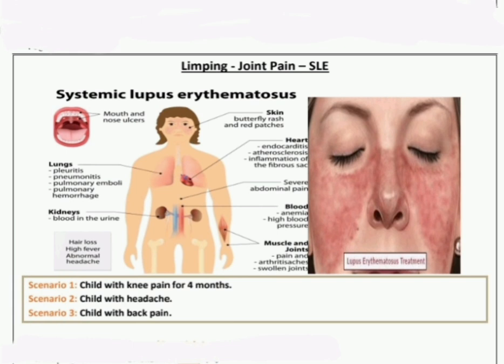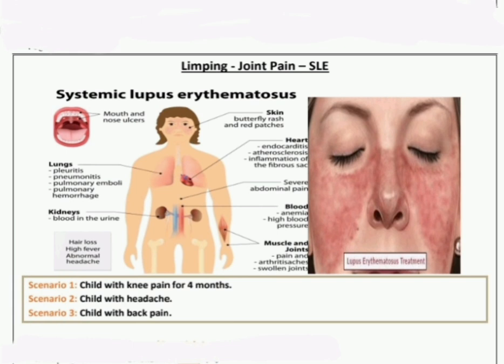serositis, pruritus and pericarditis, O for oral ulcer, A for arthritis, P for photosensitivity, B for blood disorders, R for renal involvement, A for ANA positive, N for neurologic, I for immunologic, anti-Smith antibody, anti-double stranded DNA antibody, M for malar rash and D for discoid rash. So serositis, pruritus, pericarditis, oral ulcer, arthritis, photosensitivity, blood disorders, renal involvement, ANA positive, immunological involvement, that is anti-Smith, anti-double stranded DNA antibody, N for neurological, M for malar rash and discoid rash.